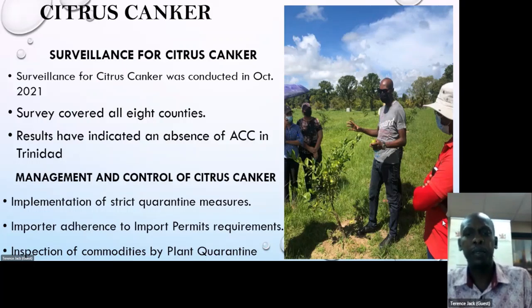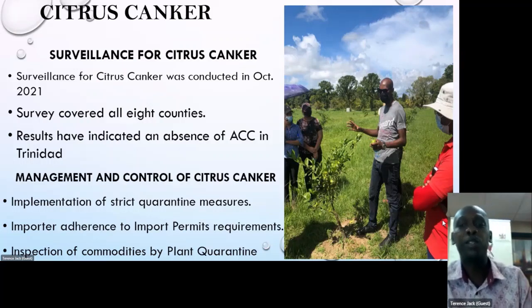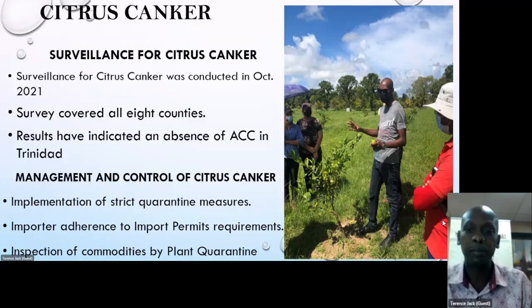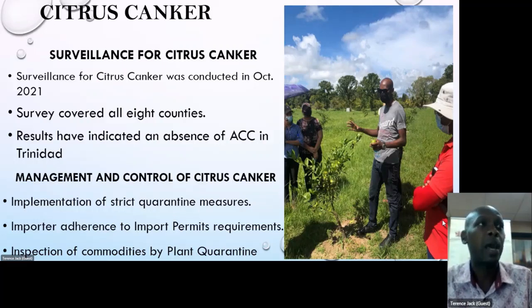Also, through the plant quarantine section, we are trying to keep citrus canker out of Trinidad. Through the tireless work and the effort of our plant quarantine officers and guards, the surveillance and inspection activities that they carry out on a daily basis has contributed significantly to preventing the entry of citrus canker into Trinidad and Tobago. And I'd like to say thanks and kudos to the plant quarantine officers.